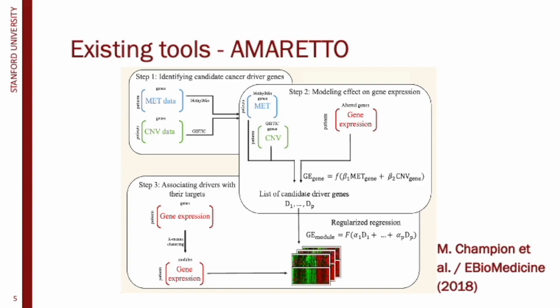In Amaretto, we integrate multiple levels of omics profiles in the first two steps to identify candidate driver genes. Namely, we integrate copy number variation, DNA methylation, and gene expression data. In the third step, Amaretto connects these driver genes with co-expressed target genes that they regulate in modules, using a combination of clustering and sparse linear regression. Such module-based methods suffer from an important limitation, as they do not allow probabilistic assignments of target genes to modules.